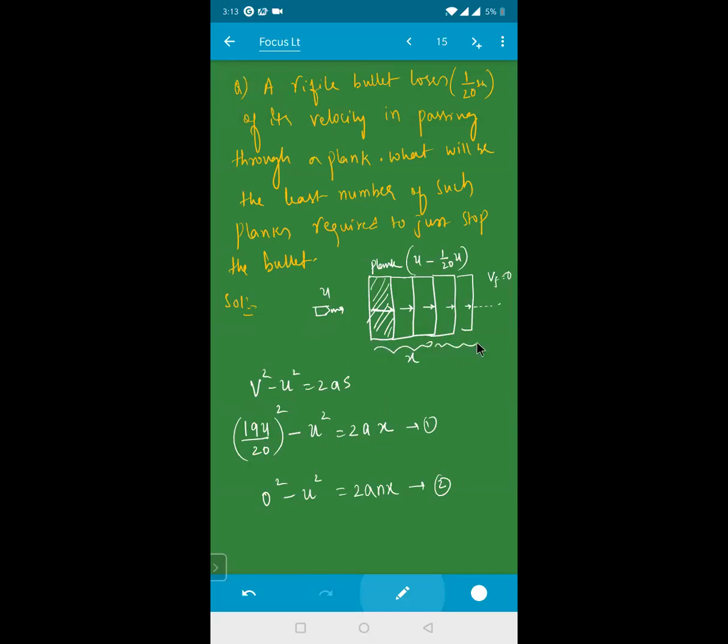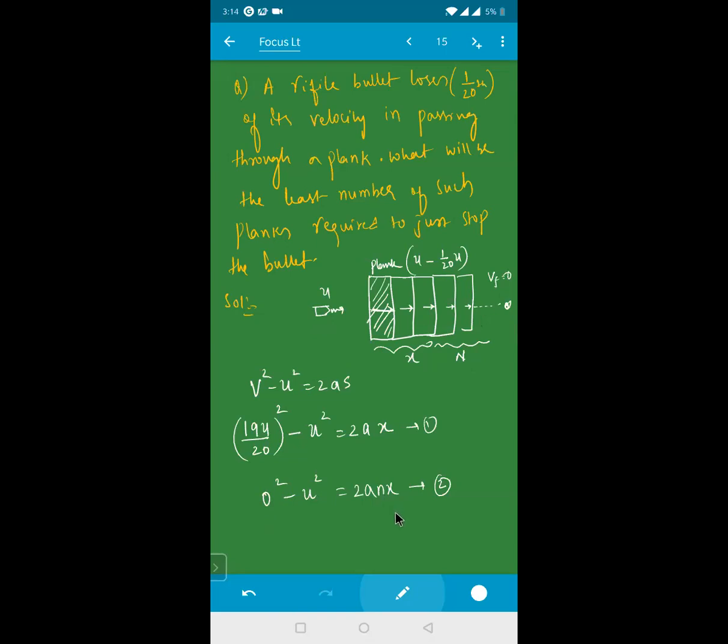Now how many do I need further so that the final velocity becomes 0? If this is the final and this is the initial, then in the second equation v square minus u square is equal to 2a into x. Final velocity is 0, initial velocity is u, 2 into a. How many planks are required? I don't know, so I'm taking that as n into x.